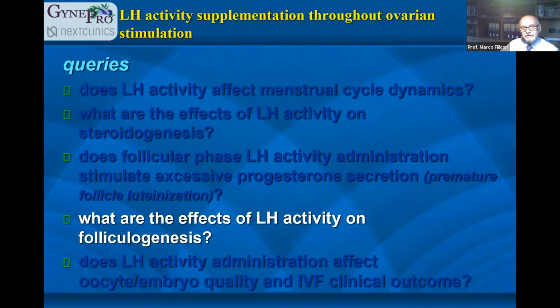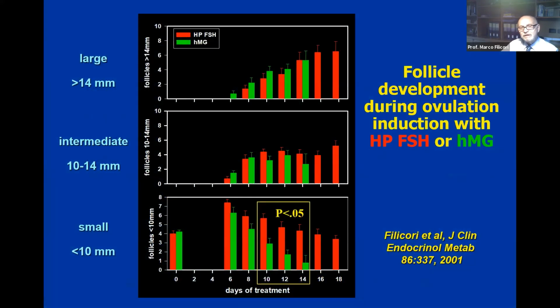What are the effects of LH activity on follicular genesis? Again, very interesting. There's not much effect on the development of large and intermediate follicles. The significant impact is on small follicles. So the more LH activity you give, the fewer small follicles you end up with at the end of your stimulation. And that is actually one of the reasons why HMG is used preferentially in intrauterine insemination, because you have fewer larger follicles, so the risk of multiple conception is kept under control.